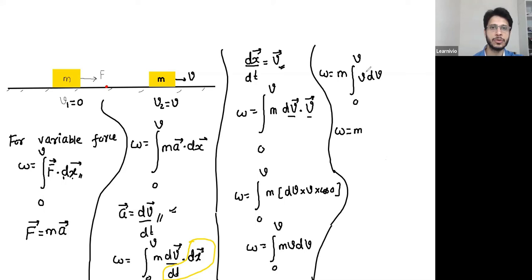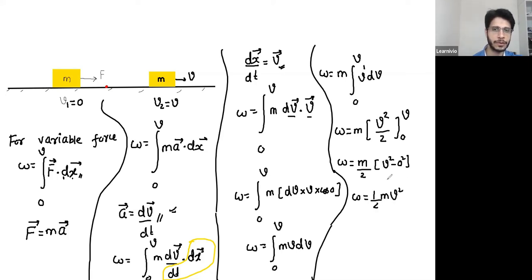So work done is m, v to the power 1 dv. If I integrate this v, it comes out to be v square by 2, with limits 0 to v. So work done is m by 2, v square minus 0 square. If I solve this, the work done is half m v square. So this is the expression of work done.